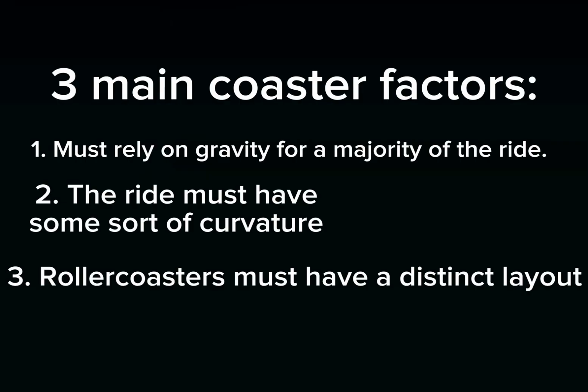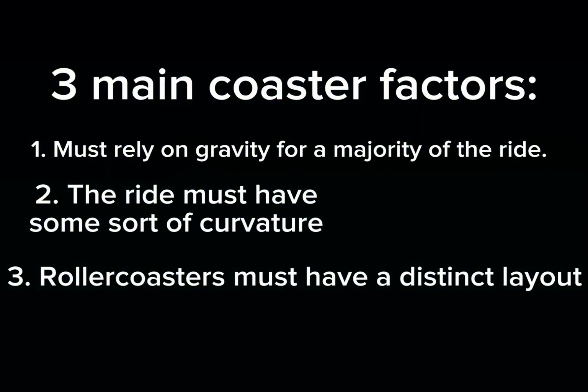Roller coasters have layouts such as a drop into a loop into a helix or something entirely different. And additionally, trains ride on these tracks across the entire layout, and this is one of the most important aspects of identifying a roller coaster.